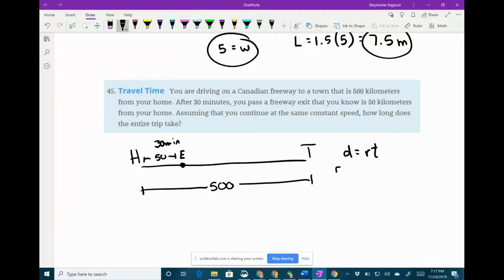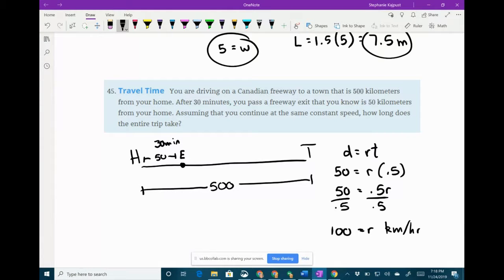So we know the distance from there, that was 50 kilometers, and then it took half an hour. So that gives us 50 equals R times 0.5. So I can just rewrite this as 0.5 R. So I want to solve for my speed. I want to solve for R. So since I have 0.5 times R, I'm going to divide everything by 0.5. So 50 divided by 0.5 will give me 100. So this is kilometers per hour as our speed.